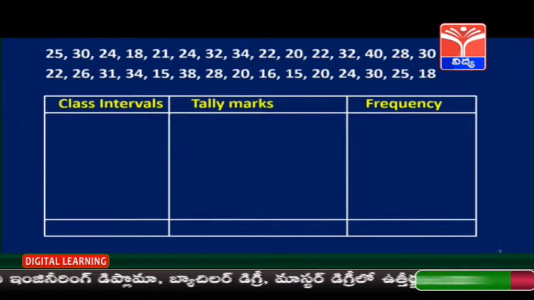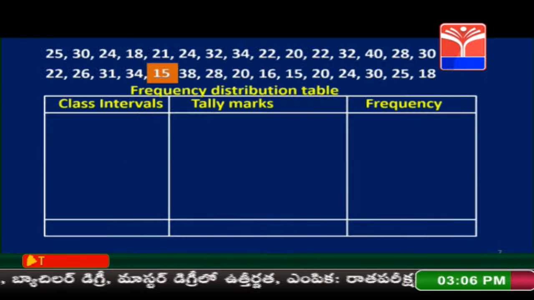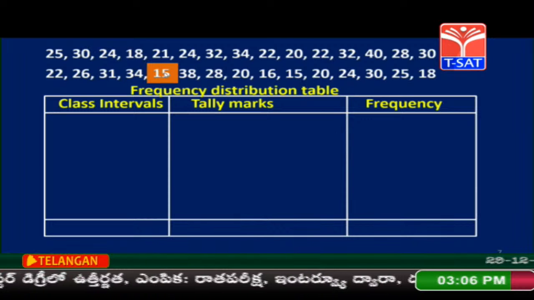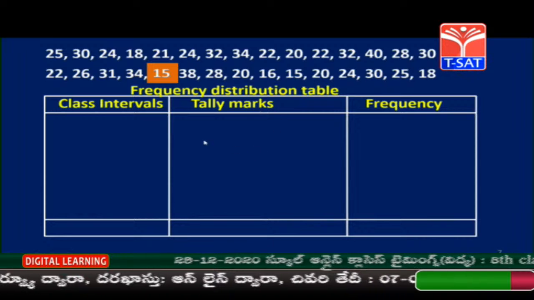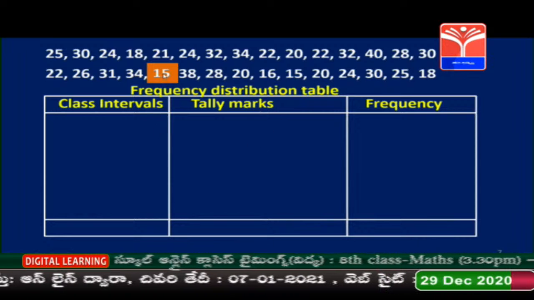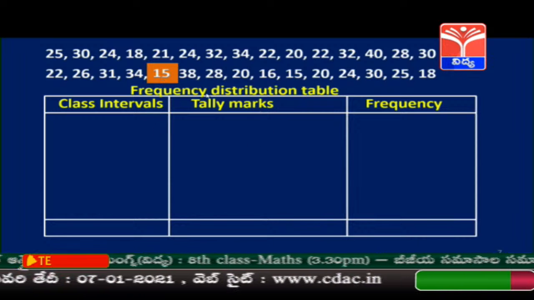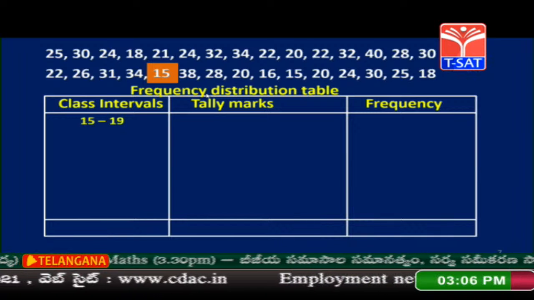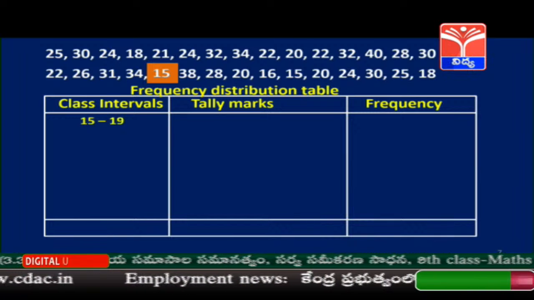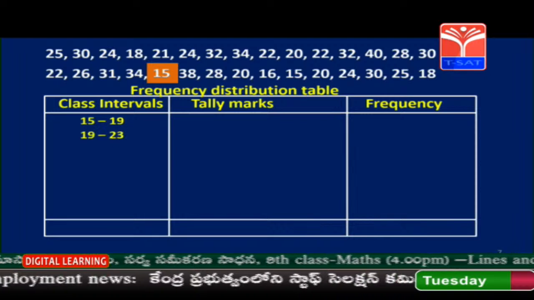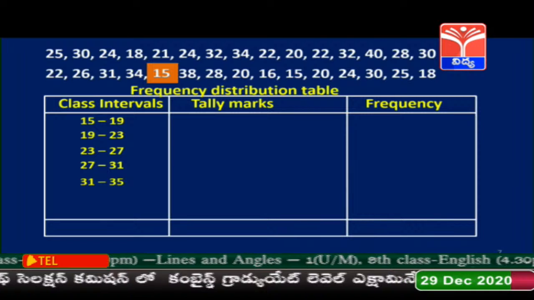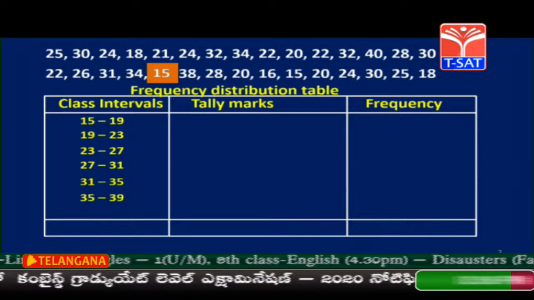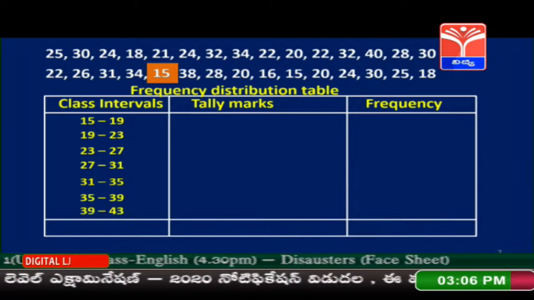Now, in this one, which is the least value? Yes, it is 15. So, we have to start taking from 15. And what is the size of the class or class interval? Yes, it is 4. So, what you have to do? You have to add 15 with 4. So, what will get? 19. So, the first class is 15 to 19. Again add 4 to 19, you will get 19 to 23. Next 23 to 27, 27 to 31, 31 to 35, 35 to 39, 39 to 43.